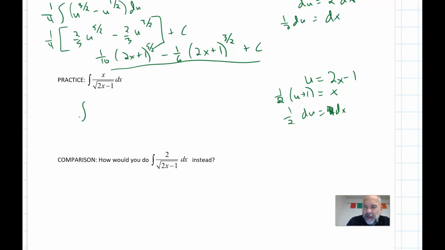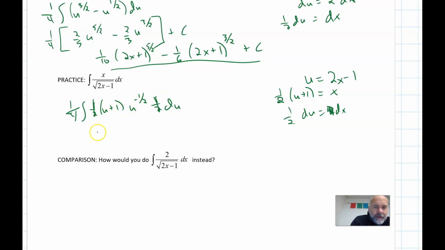So it's the integral of that x thing, 1/2 u plus 1, and then that's what x is. And then I've got this thing, u to the negative 1/2, and then I've got the dx, which is 1/2 du. And you can see how it's going to be a really similar thing. The 1/4 can go in front. And a lot of students will just write the 1/4 and then just do the next step right now.